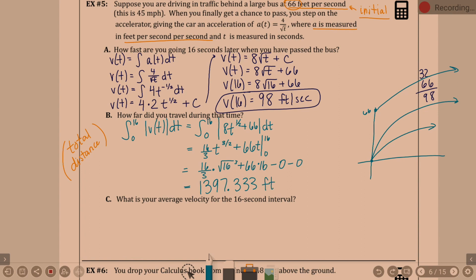Now, here's the thing. It says 16 seconds. It's 16 seconds later when you have passed the bus. It really doesn't mean you took the whole 16 seconds to pass the bus. That's how I interpret it. You started passing the bus. I don't know how long it took you, but then a total of 16 seconds later. So maybe the first 5 seconds you were passing the bus, and the other 11 seconds is just travel time.